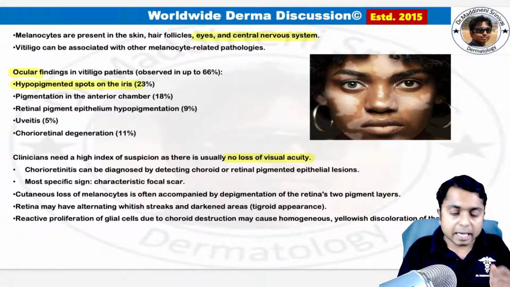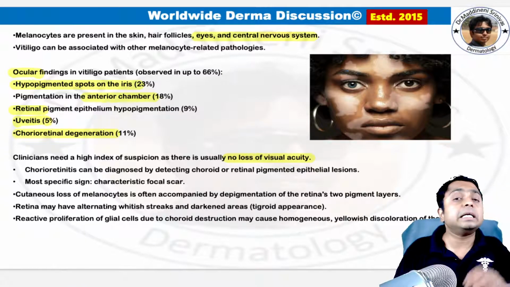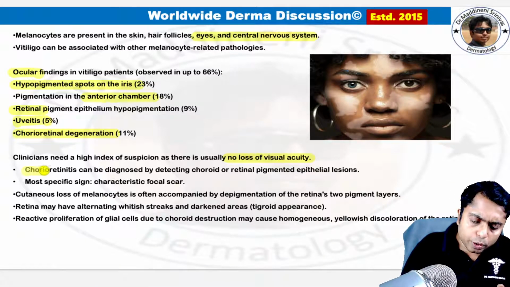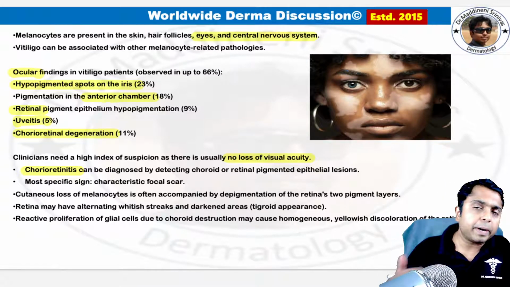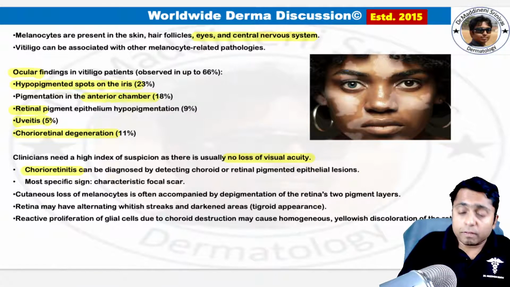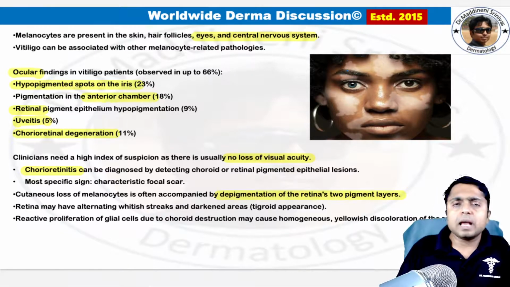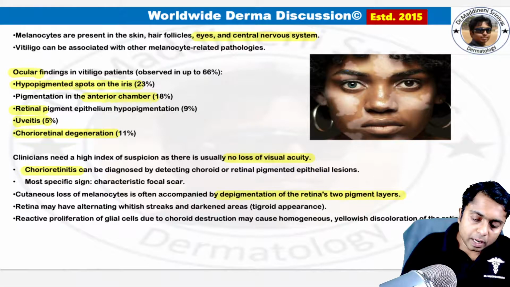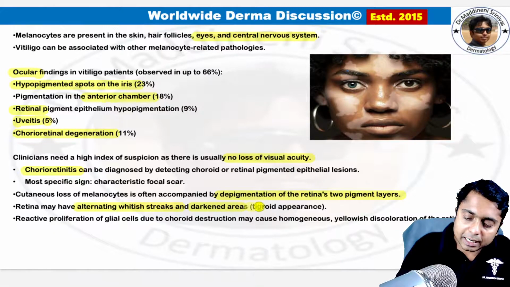Hypopigmented spots in the iris, or there can be anterior chamber pigmentation, or there may be retinal pigmented changes, uveitis, and chorioretinal degeneration may also be seen, and also chorioretinitis may be present in the patient, which might not be clinically evident. And cutaneous loss of the melanocytes is often accompanied by depigmentation of the retinal pigment layers. And what is the significance of this? The retina, if observed, may have alternate whitish streaks and darkened areas, giving rise to a tigroid appearance.